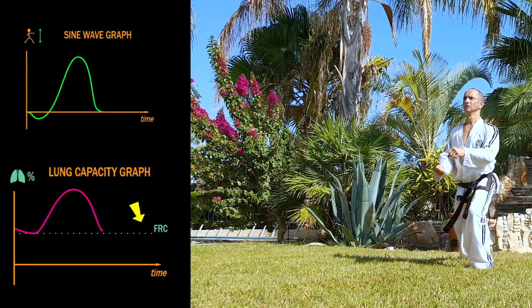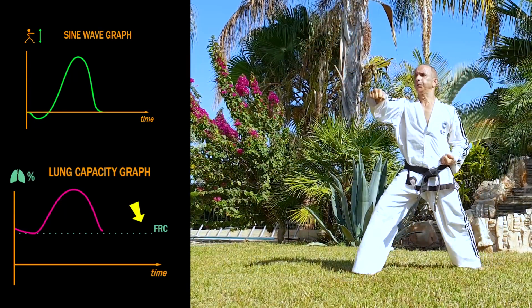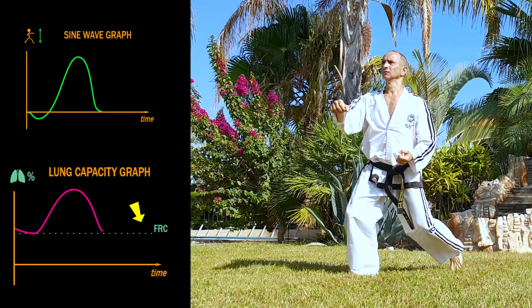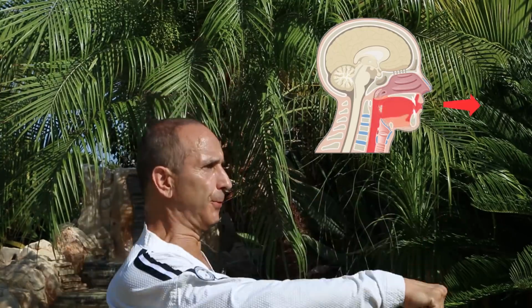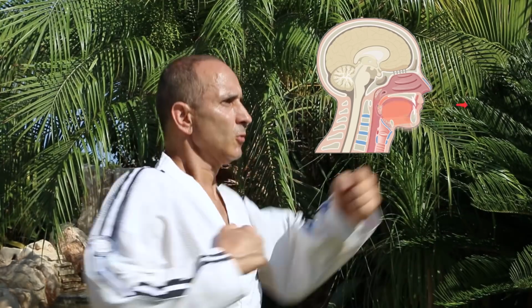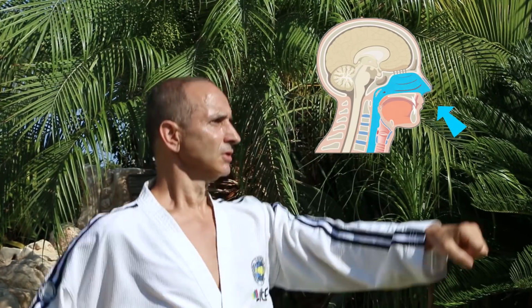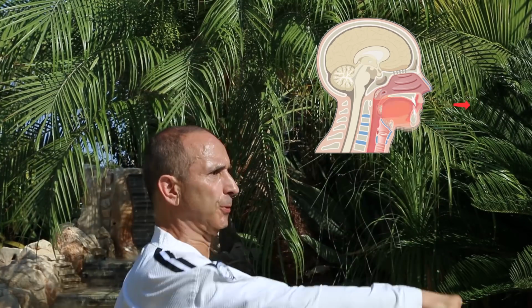Notice the green line, which is the functional residual capacity, which shows the volume of air when the diaphragm and chest are relaxed. The arrow diagrams show the direction and quantity of airflow. The bigger the arrow, the greater the airflow. This helps to illustrate when and how much to inhale or exhale.